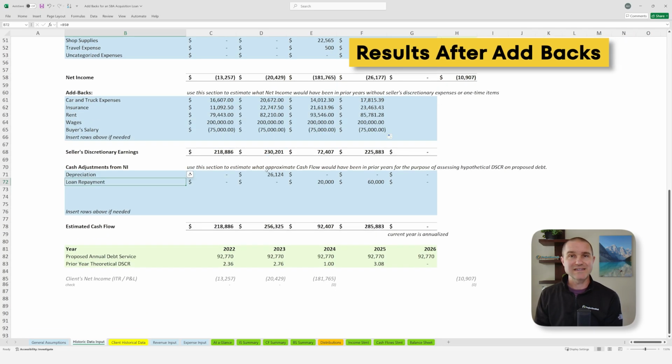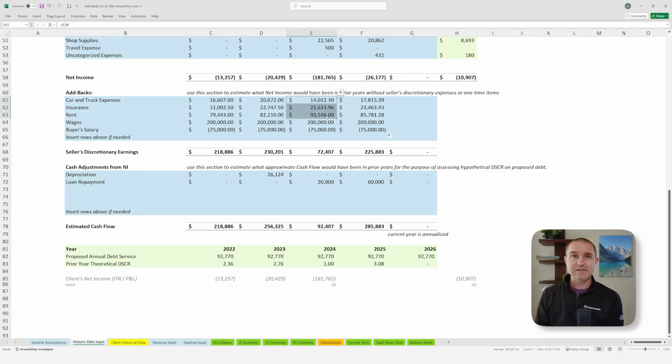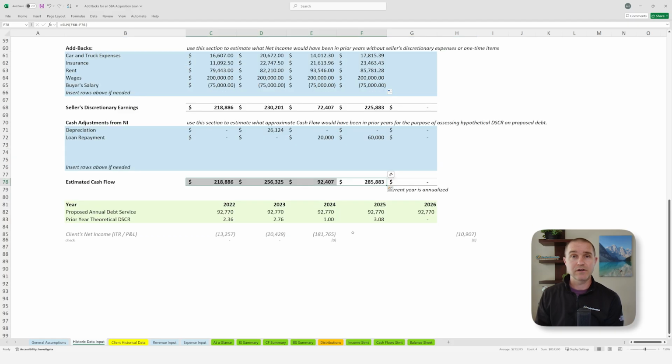And if we look at this now, we had a lot of add backs, but we get to a point where there actually is some seller's discretionary earnings and some estimated cash flow. Based on that and this proposed SBA loan for the acquisition, there is a debt service coverage ratio of 3.08 in 25. It was short in 2024, but it did meet in 22 and 23. It was over the 1.25, which is typically the minimum. So some lenders may say, if any time in the last few years you were less than the 1.25, they may not want to do the deal.